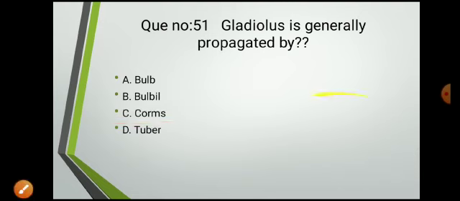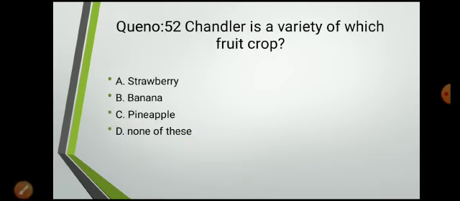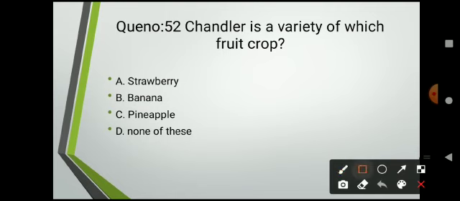Next question, question number 52. Chandler is a variety of which fruit crop? Options are strawberry, banana, pineapple, and none of these. And the correct option is option A, that is strawberry. Chandler is a variety of strawberry.